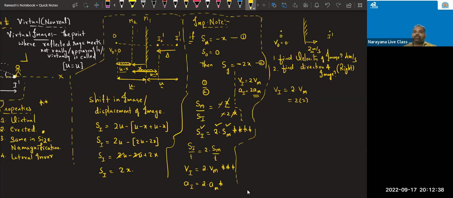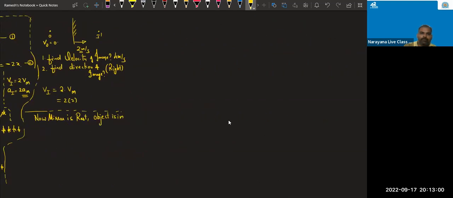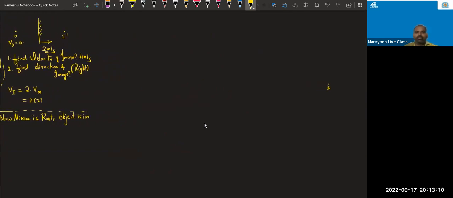Now we will see the reciprocal case. What is the reciprocal case here? Now the mirror is at rest. And which thing is in motion? Very good, the object is in motion. Shall I slide up from here to here? Now the mirror is at rest, and the object is in motion.